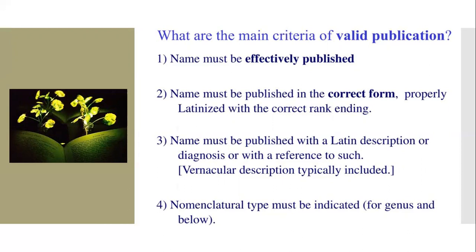Such a legitimate name in correct form is known as an admissible name. And third, the name must be published with a Latin description or diagnosis or with a reference to such. The Latin description may be brief, listing the new taxon and how it is different from similar and related taxa. And fourth, for taxa of the rank of genus and below, a nomenclatural type must be indicated. The location of this type is also indicated. And an example of a valid publication can be seen on some website. So the full citation of a scientific name includes not only the authorship but also the place and date of publication.